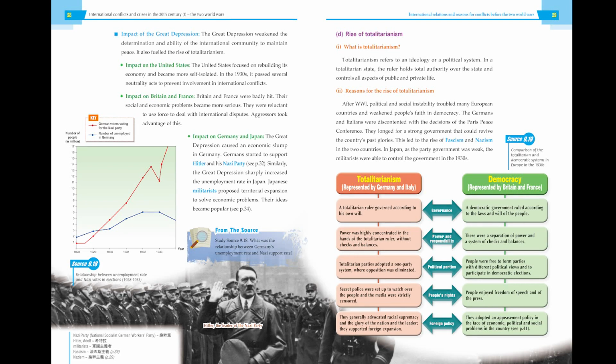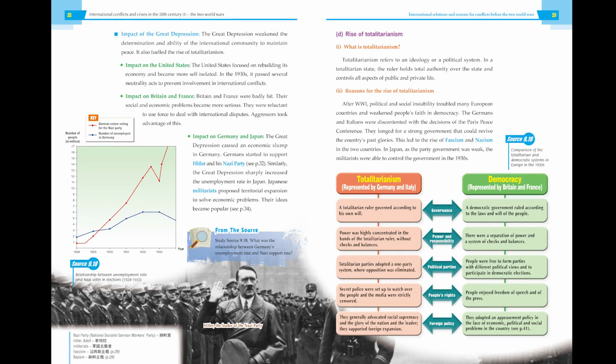D. Rise of totalitarianism. 1. What is totalitarianism? Totalitarianism refers to an ideology or a political system. In a totalitarian state, the ruler holds total authority over the state and controls all aspects of public and private life.